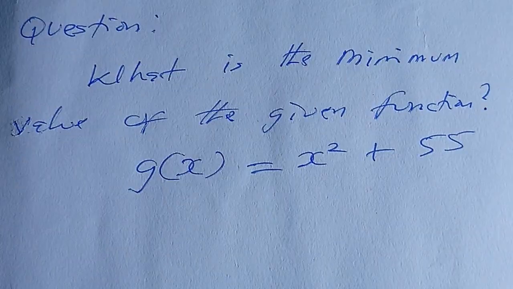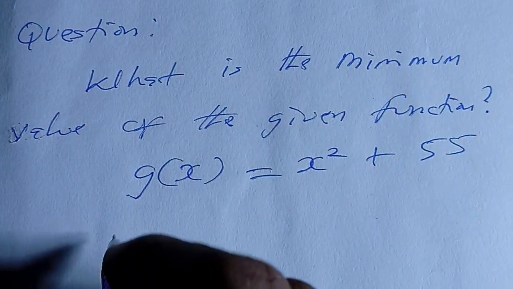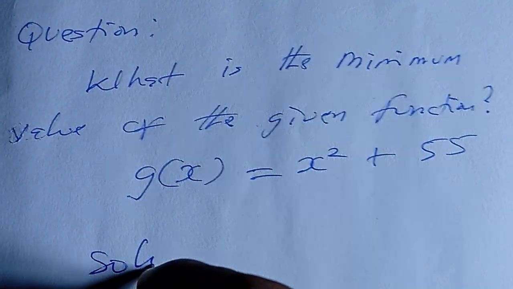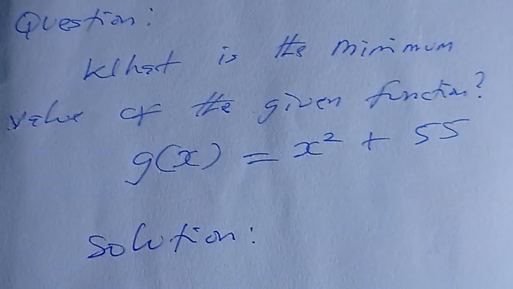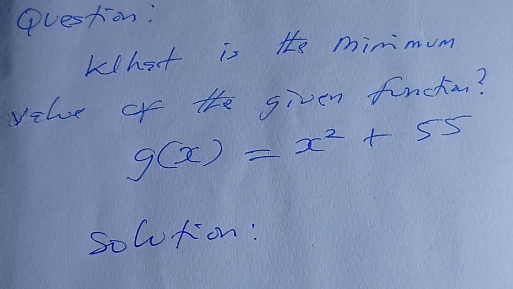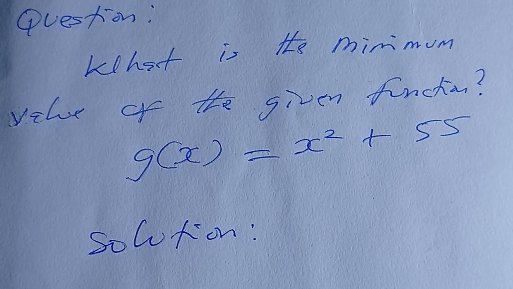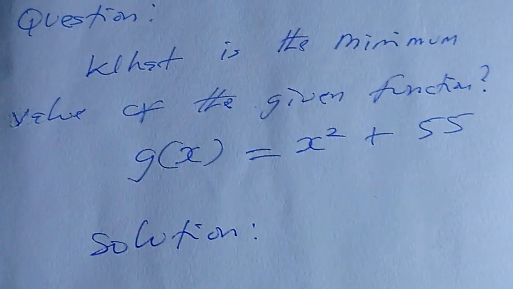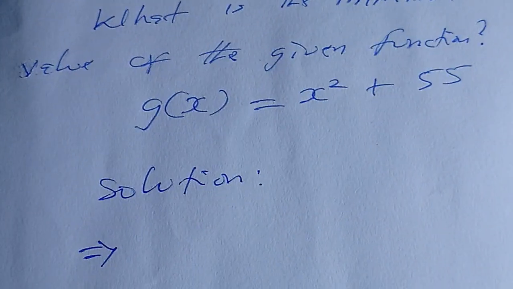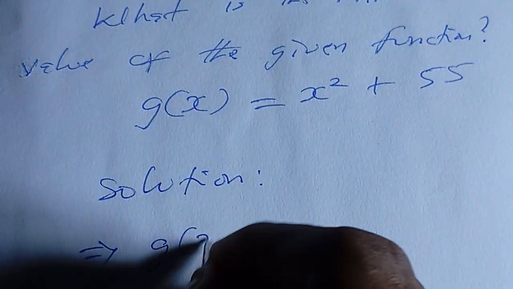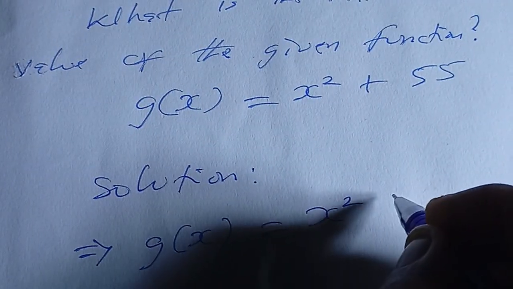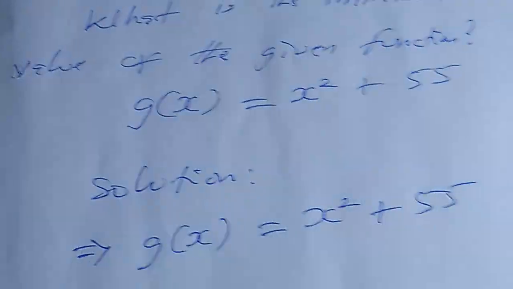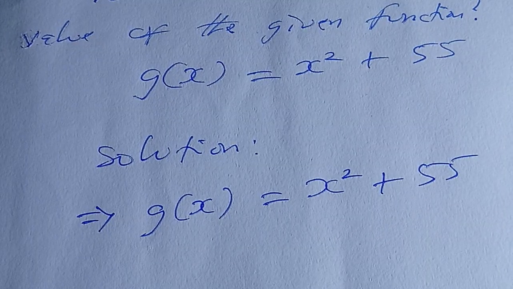So we'll go into now the solution. So once again, we look at the expression we're given, the function we're given. Say g of x equals x squared plus 55. That's the function we're given. G of x equals x squared plus 55.